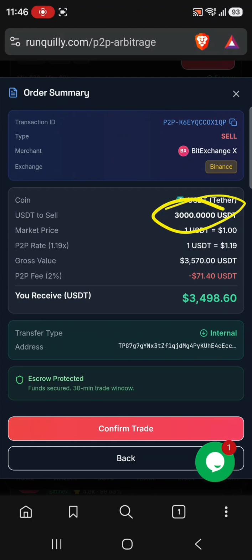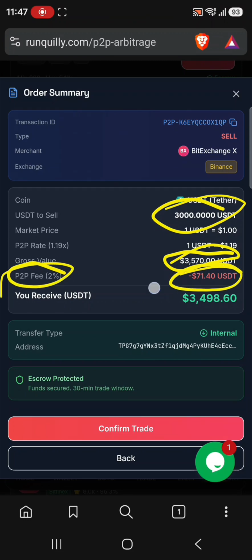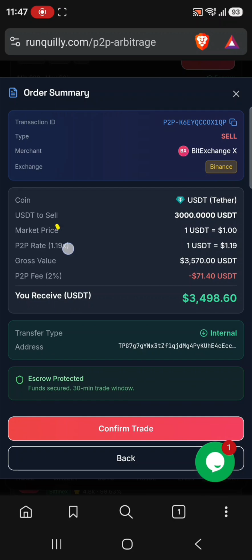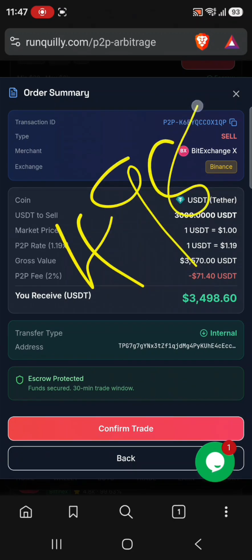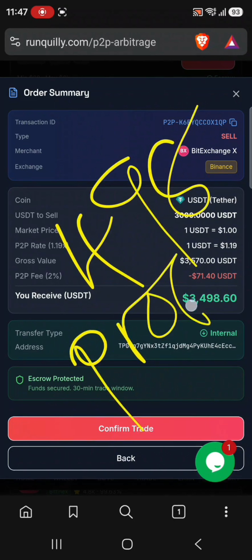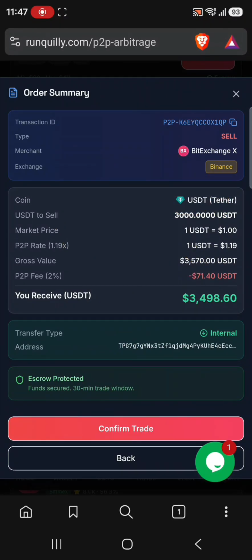So I'm trading with 3,000 USDTs, and I could have received 3,570, but there is something called a P2P arbitrage fee, which is this one. So they'll deduct 71.40 from my profits. So I'll be receiving 3,498. So 498 is my profits, which I'll receive in my Runquilly account.